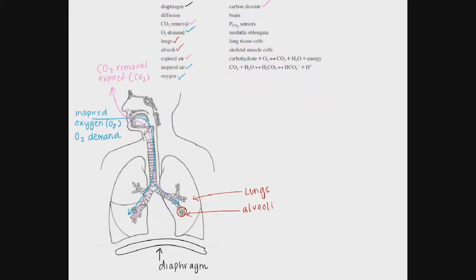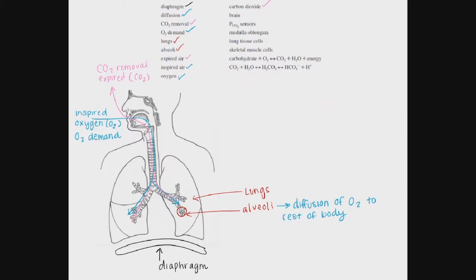And for diffusion, we have oxygen diffusing into, we're breathing in inspired oxygen, and that's going through our lungs, through our bronchioles, to the alveoli, and the alveoli is where diffusion of oxygen to the rest of the body occurs. So that's where we see that exchange of CO2 and O2.